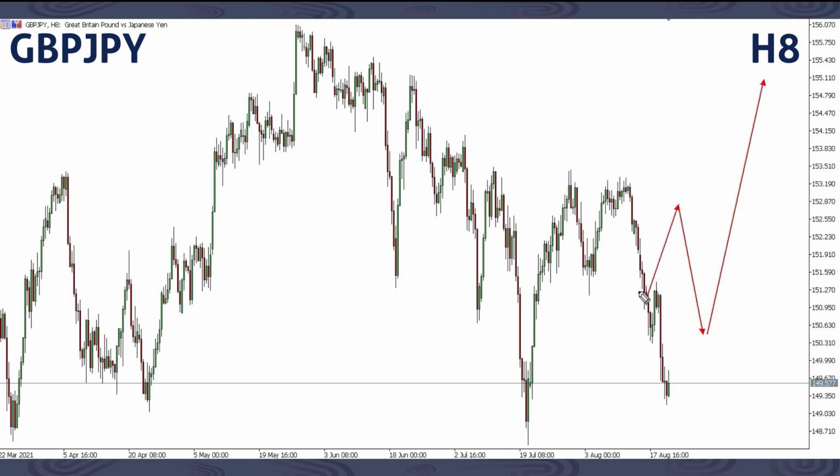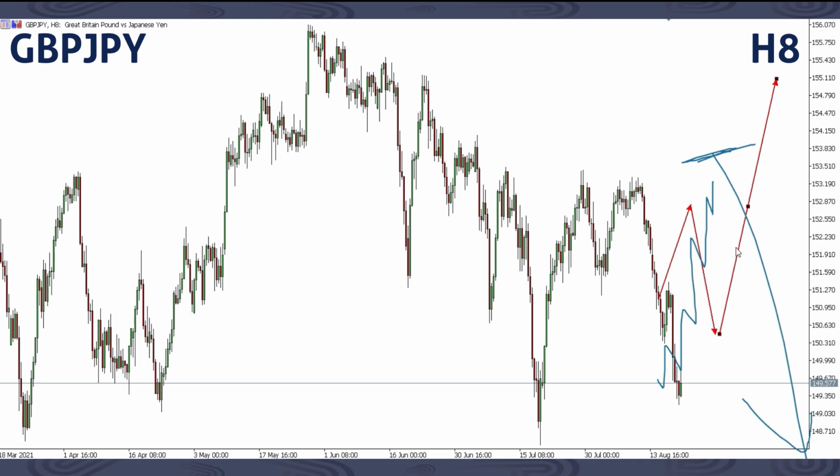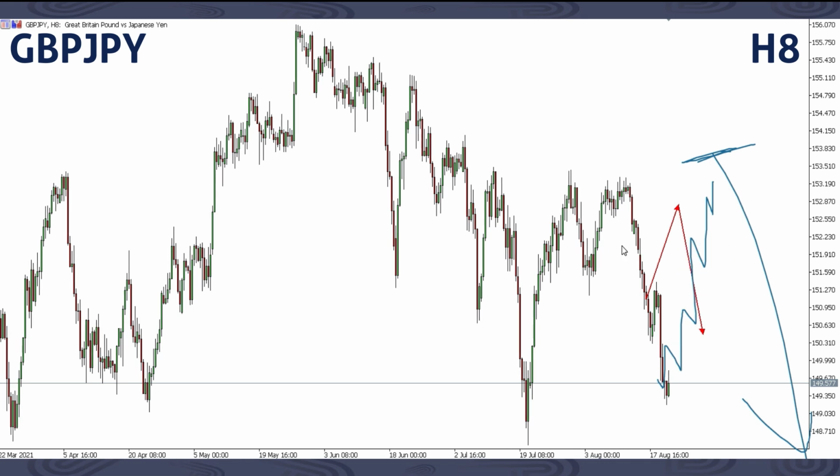But instead, price from here continued lower, all the way down to around this area. So based on what price is doing now, we can either have a bigger pullback up to around this area. Then from here, we can have a drop like this. Now that is what we can expect on Gbp Jpy. We can expect price to move like that.